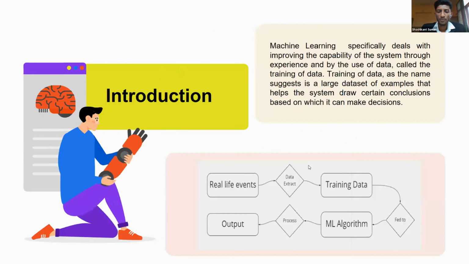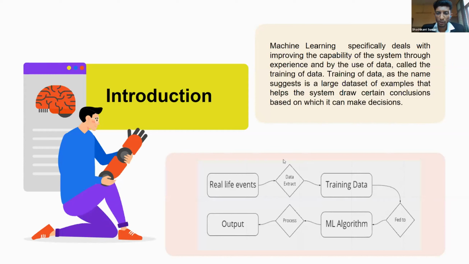For the introduction, machine learning is an application of artificial intelligence that provides systems the ability to automatically learn and improve from experience without being explicitly programmed to do so. It focuses on the development of computer programs that can access data and use it to learn for themselves. The data is termed training data, and it can be a data set of images or text or anything you want to train your model on.